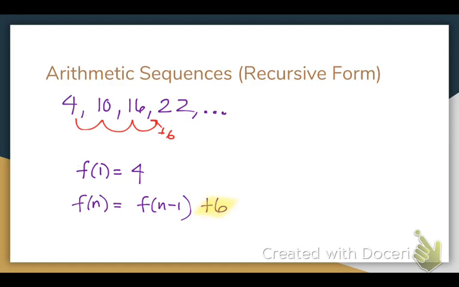Notice that this is the only thing that's changing in the equation. That plus 6 is the only thing that's changing, as well as this 4. Those are the only two things you're adding to your equation or changing in your equation. Everything else stays exactly the same.